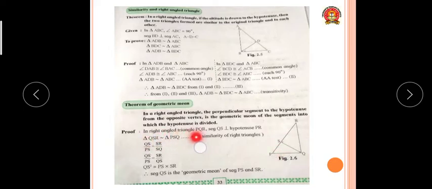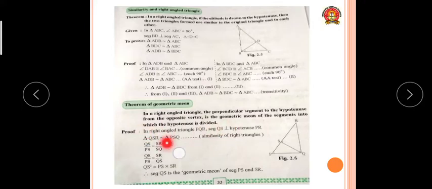Now, in right angle triangle PQR, QS is perpendicular to PR. This is given. So, triangle QSR is similar to triangle PSQ by the similarity of a right angle triangle. If two triangles are similar, all of you know that their corresponding sides are in equal proportion.